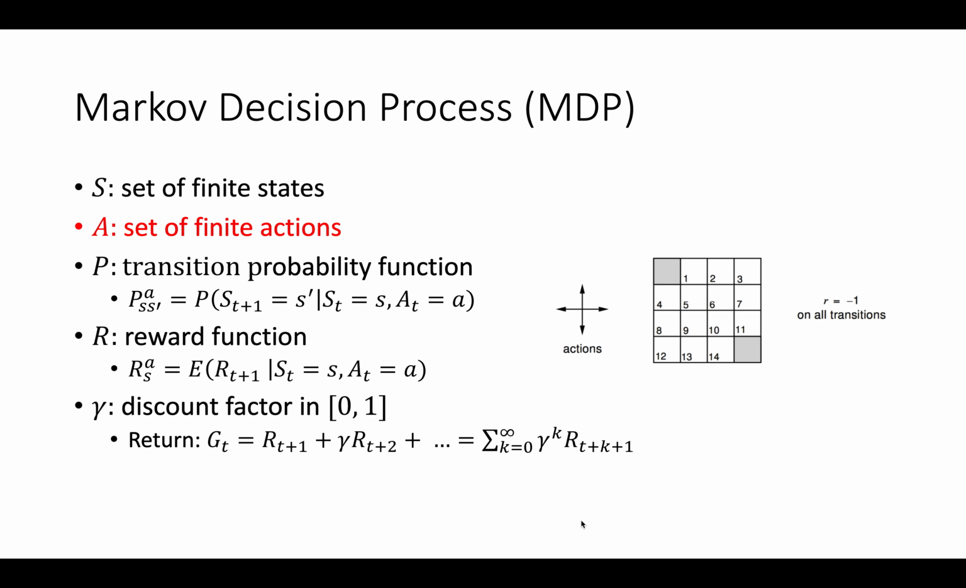Next is the set of finite actions. In this grid world, we have 4 actions. We can go left, right, up, or down.